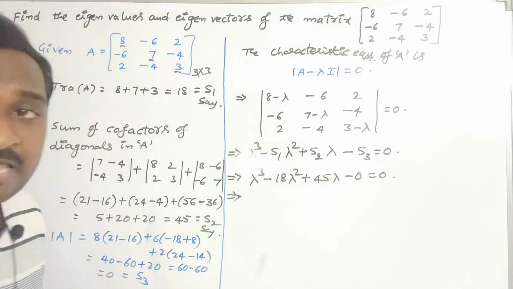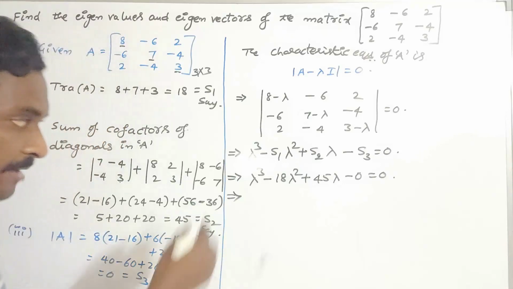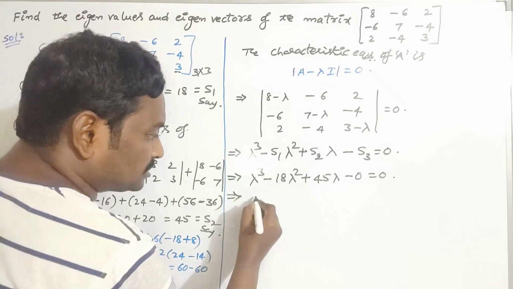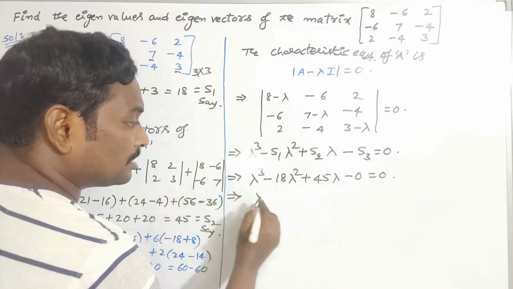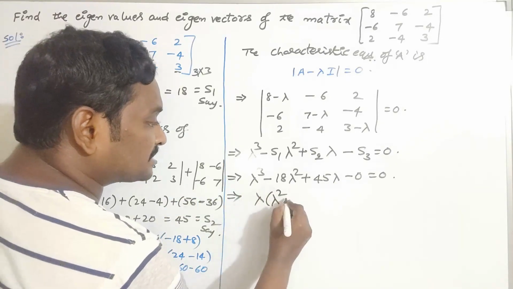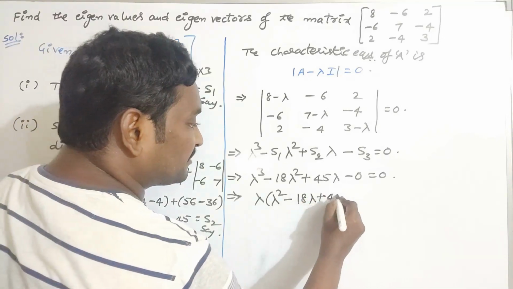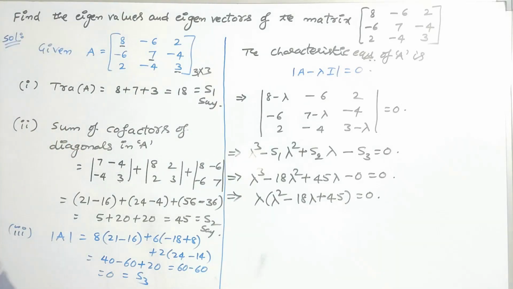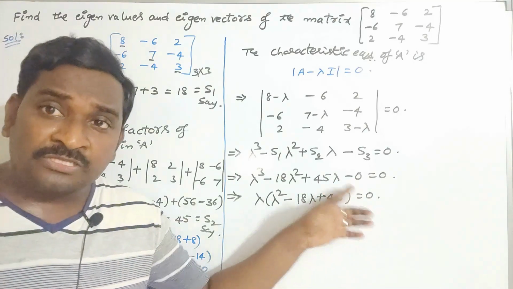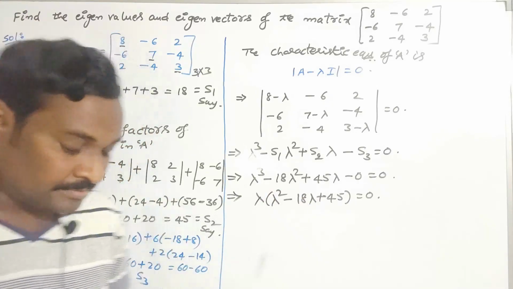If you have a scientific calculator, you can use it to find the roots. Now I am finding the roots manually. Since the constant is not there, lambda is the common term. So you will get lambda square minus 18 lambda plus 45 is equal to 0. Suppose a constant is there, we can find the 3 roots by using the Horner's method, otherwise the synthetic division method.